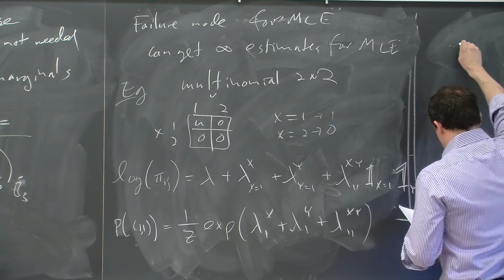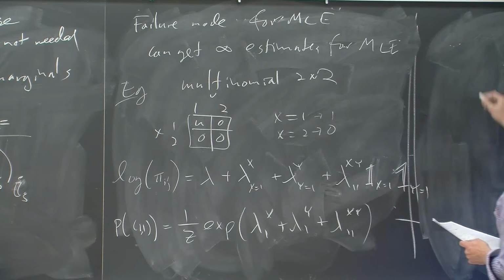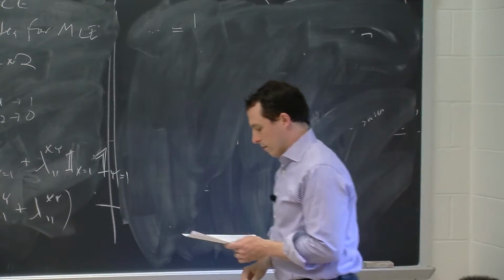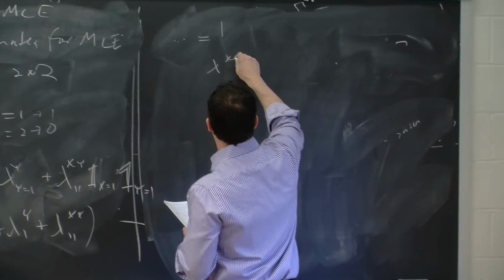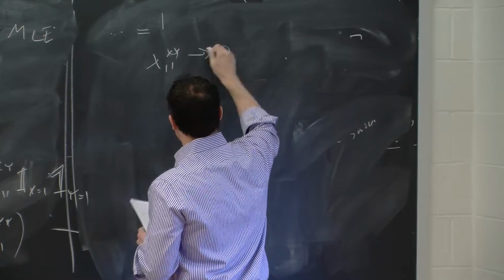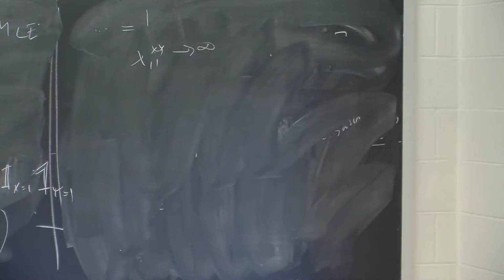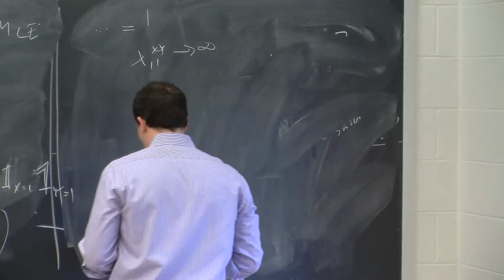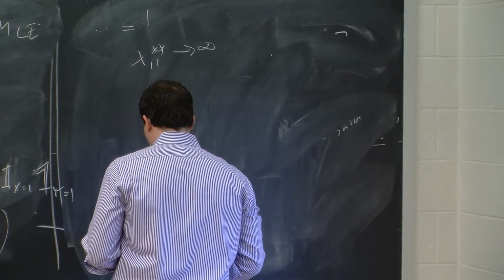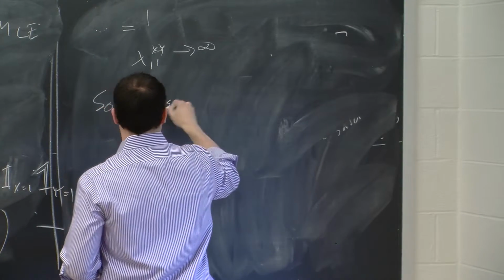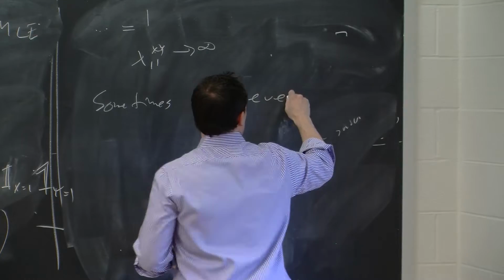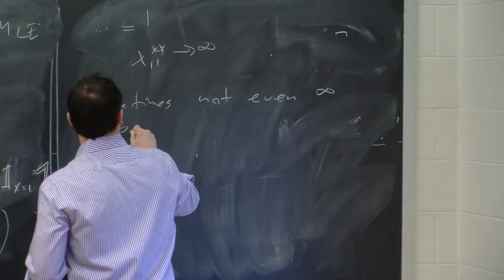If I work that out, I'll end up getting 1. And so lambda xy 1, 1 is going to get sent to infinity when we try to estimate it. So sometimes not even infinite estimates exist.